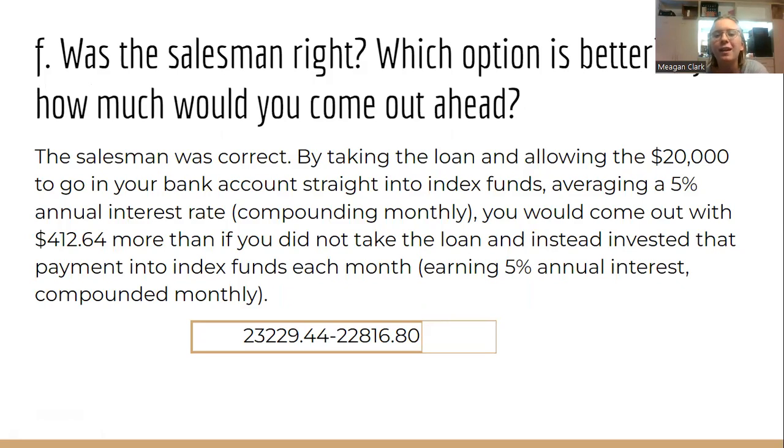By taking the loan and allowing the $20,000 to go into your bank account straight into index funds, averaging a 5% annual interest rate compounded monthly, you would come out with $412.64 more than if you did not take the loan and instead invested that payment into index funds each month, earning the 5% annual interest compounded monthly. Shown by this equation.